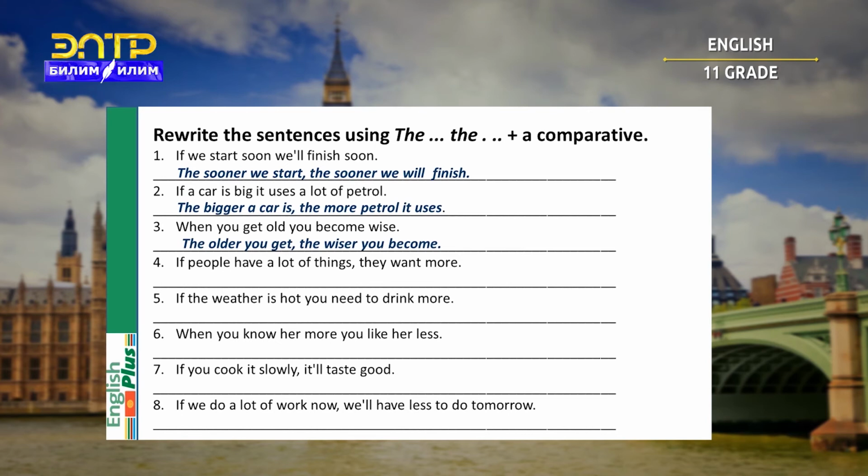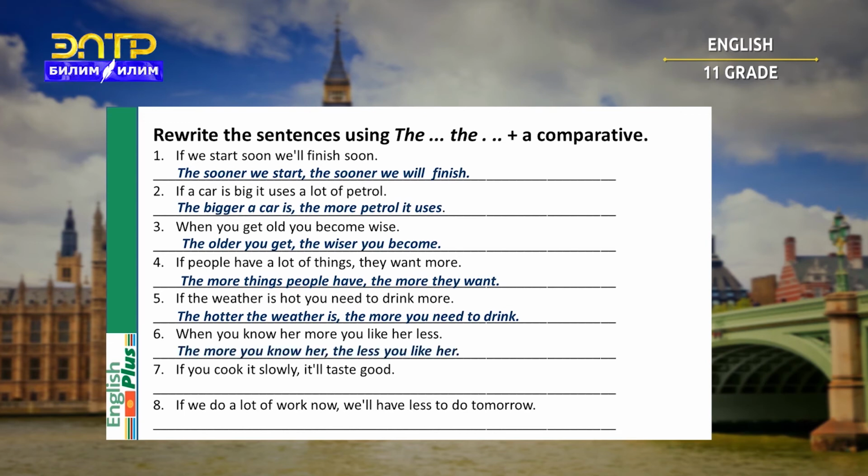Sentence number 4. If people have a lot of things, they want more. The more things people have, the more they want. Sentence number 5. If the weather is hot, you need to drink more. The hotter the weather is, the more you need to drink. Sentence number 6. When you know her more, you like her less. The more you know her, the less you like her.